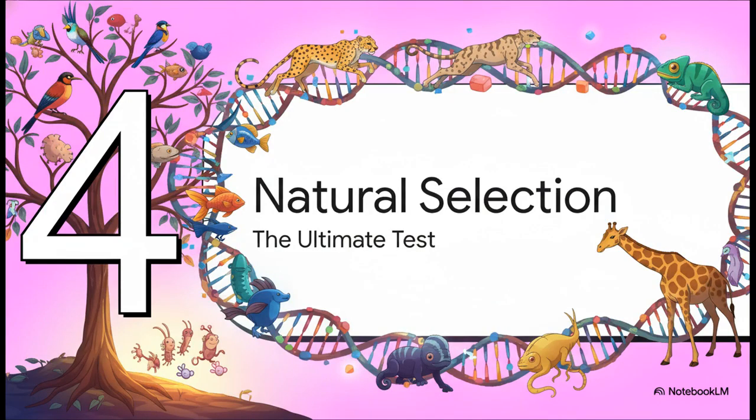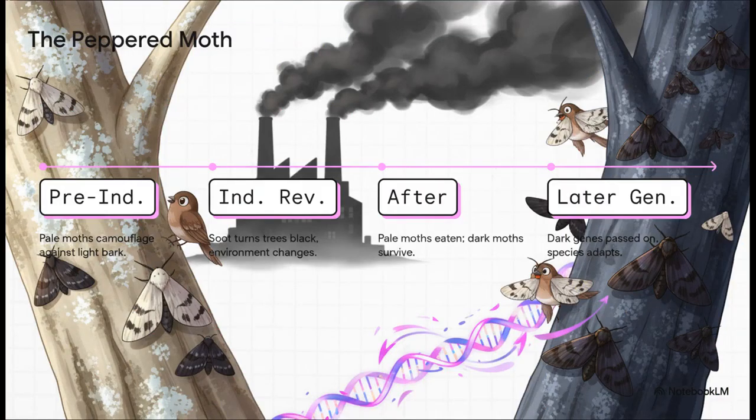Which brings us perfectly to level 4. Natural selection in action, the ultimate test. Let's walk through one of the most famous examples of natural selection in UK history, the story of the peppered moth. So think about exactly how this happened. Before the Industrial Revolution, most peppered moths were pale. Why? Because they perfectly camouflaged against the light-colored bark of trees. A few mutant moths were born dark, but they stuck out like a sore thumb and got eaten by birds pretty quickly.